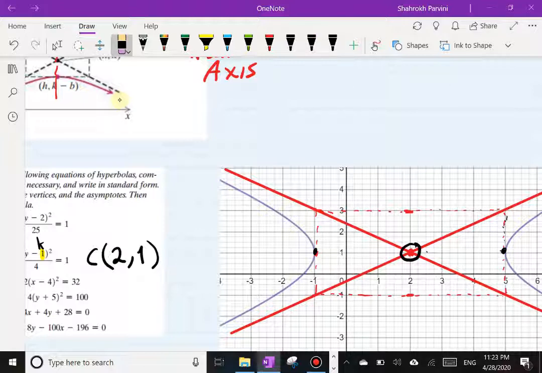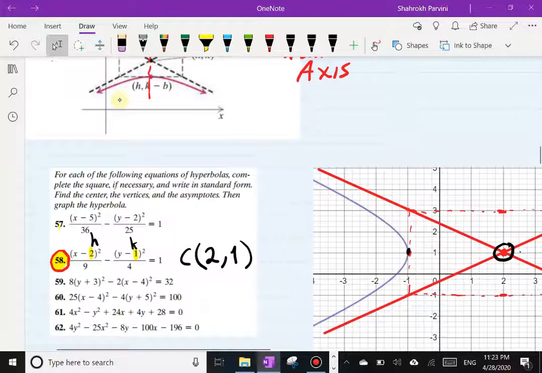Now, remember, because we started with x, it's going to be horizontal. That means branches open to the sides. The square root of 9, the denominator of the fraction here, is 3. Square root of 4 is plus minus 2. So square root of 9, 3, we go right 3, left 3. Square root of 4 is plus minus 2. We're going to go up 2, down 2.